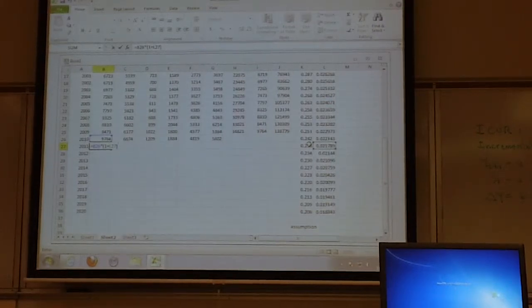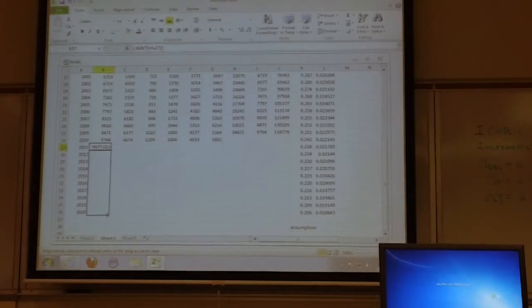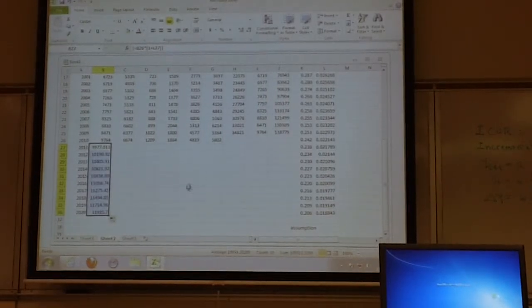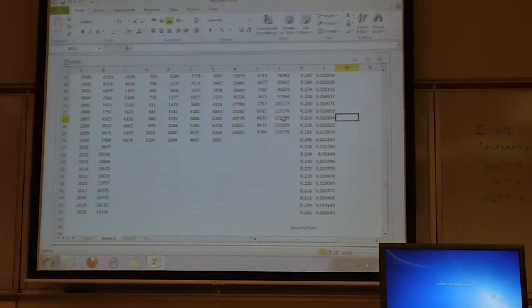Yes. Now you hit Control Shift Enter. It didn't work. And drag it in. We need the I over Y. We need the growth. And now we have projected Y into the future.